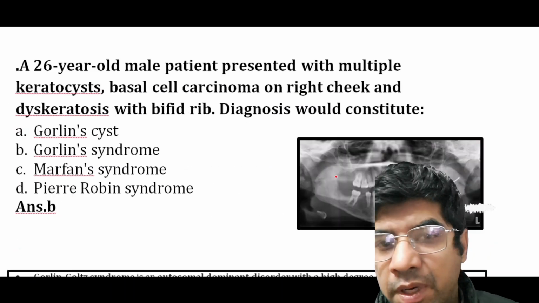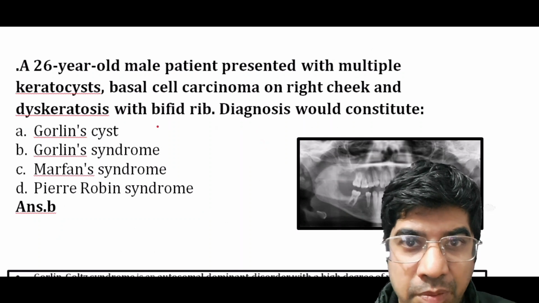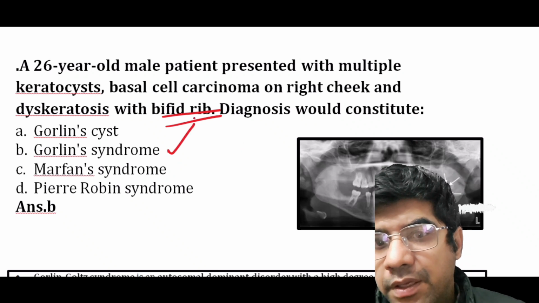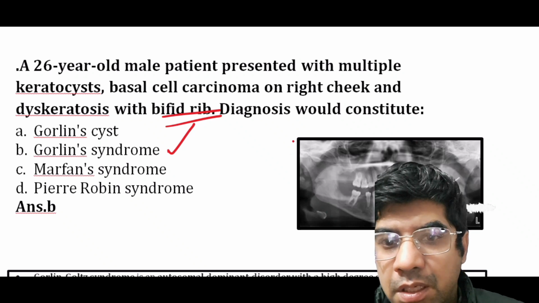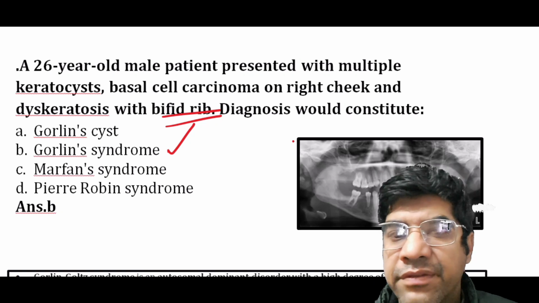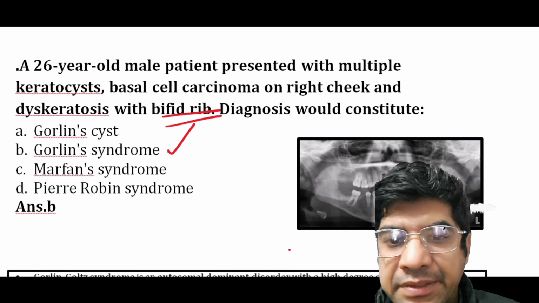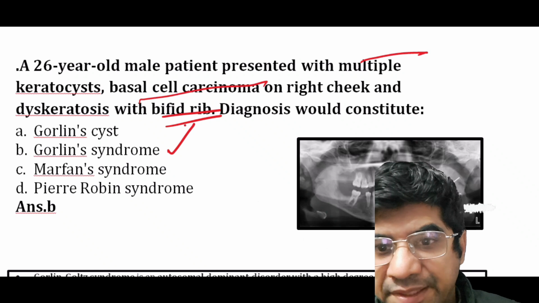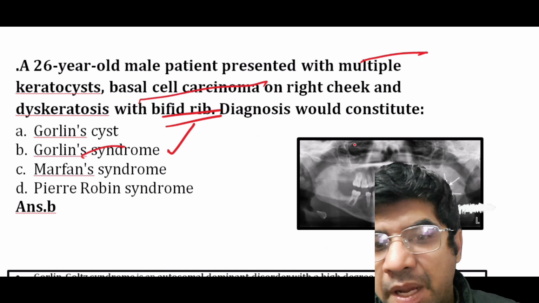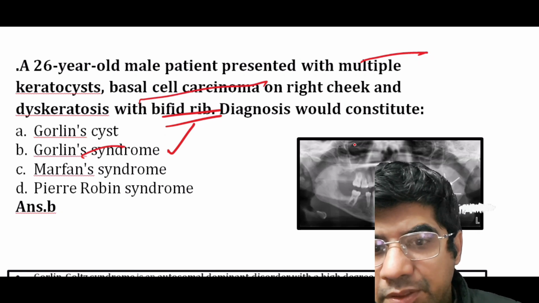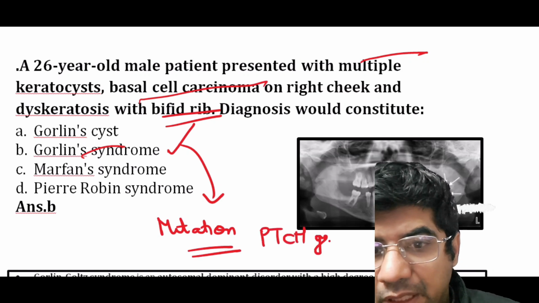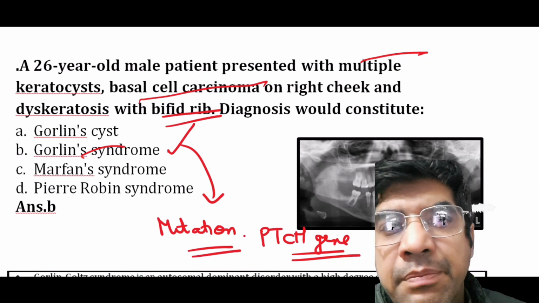Coming to the next question, a 26-year-old male patient presented with multiple keratocysts, basal cell carcinoma on the right cheek, and palmar keratosis with bifid rib. Your diagnosis would be Gorlin syndrome. Multiple keratocysts, basal cell carcinoma and bifid rib are consistent features of Gorlin-Goltz syndrome. It is characterized by multiple basal cell carcinomas, multiple OKCs, skeletal abnormalities such as bifid rib, palmar plantar pits, etc. Remember that this syndrome is caused by a mutation in the PTCH gene. You have to remember that, and it is important from your exam point of view.